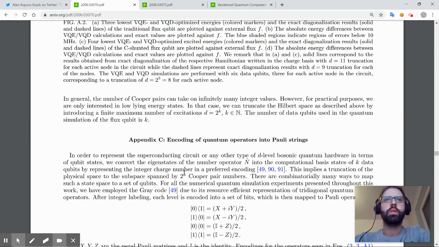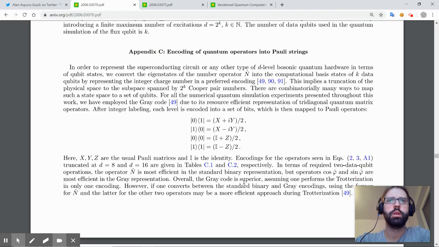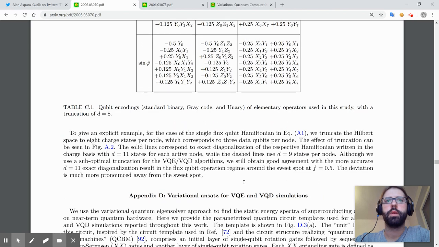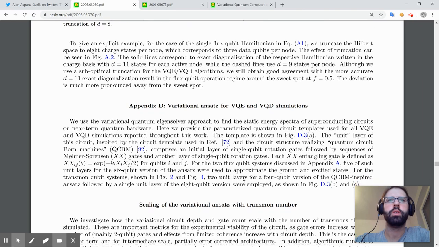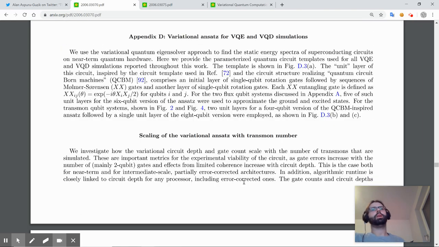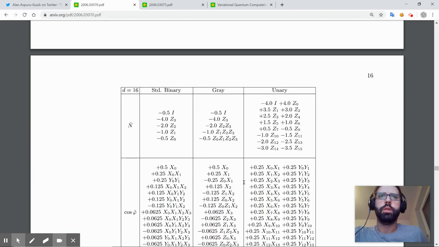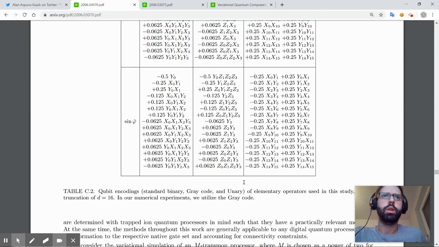In order to represent the superconducting circuit or any other type of D-level bosonic quantum hardware in terms of qubit states, we convert the eigenstates of the number operator n into the computational basis states of k data qubits. What? Appendix D, variational ansatz for VQE, VQD simulations. Scaling of the variational ansatz with transmon number. Okay, so these are the qubit encodings.